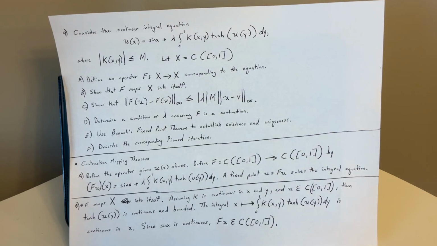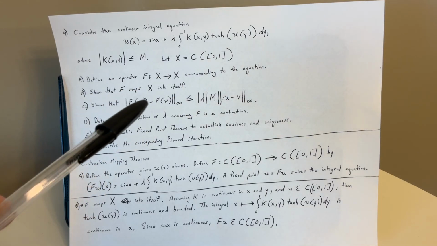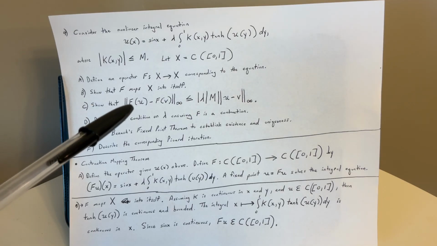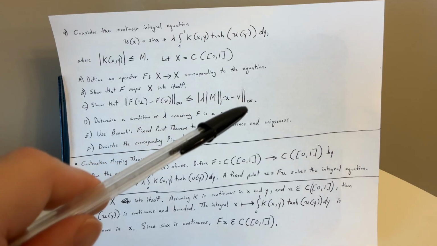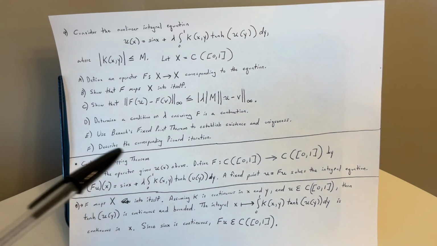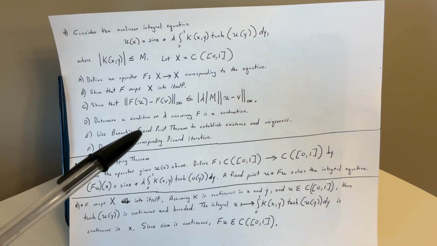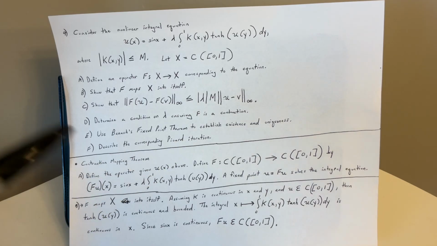For parts a through f, we want to define the operator F corresponding to the equation. Show that F maps X onto itself. Show that the norm of F of u minus F of v, infinity, is less than or equal to the expression on this side. Some of this I'm not going to say because the symbols are there; it just adds a lot of words. Part D, determine a condition on lambda ensuring F is a contraction. Part E, use Banach's fixed point theorem to establish existence and uniqueness. Part F, describe the corresponding Picard iteration.